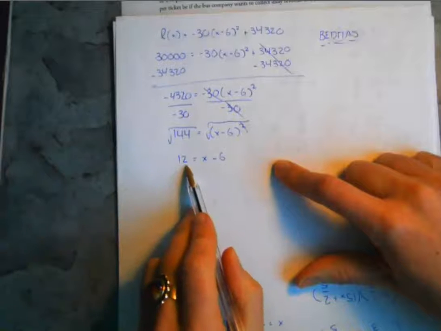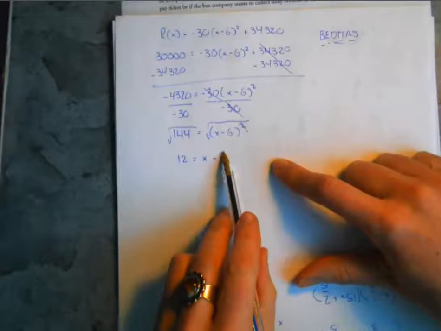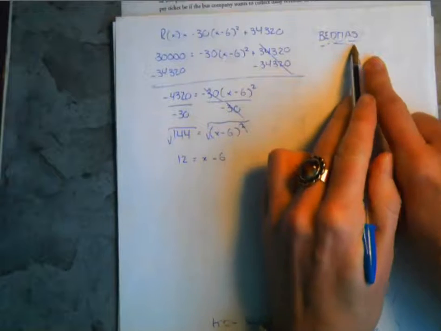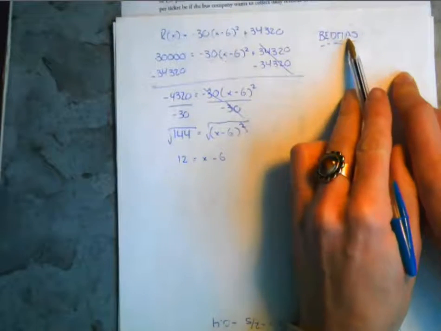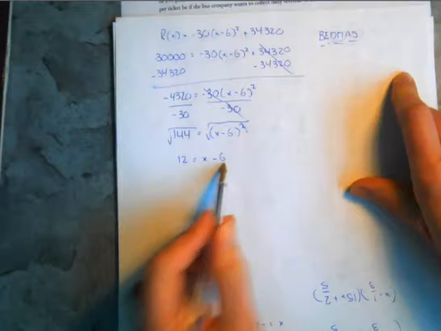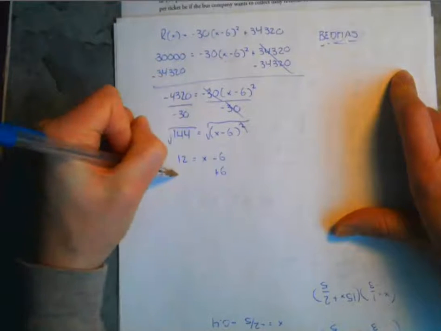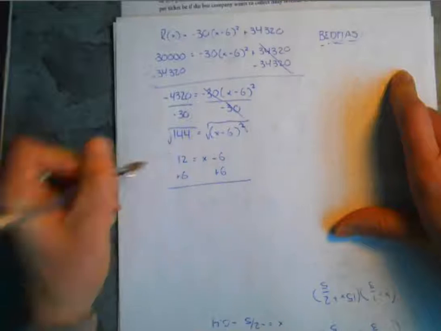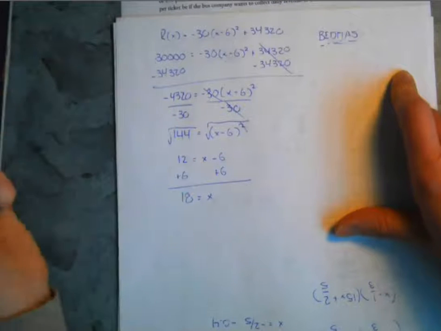The last thing, now that we have our brackets gone because we got rid of that exponent, now we want to go back to the beginning of BEDMAS and start all over again with anything that's inside the bracket. So the first thing is going to be adding and subtracting. We have a 6 being subtracted, so the opposite operation to move it is to add 6, and of course we have to do that to the other side. 12 plus 6 gives us 18, which is equal to x.